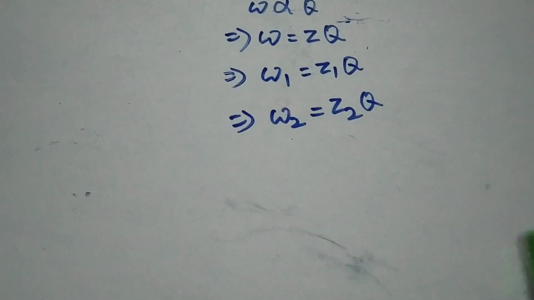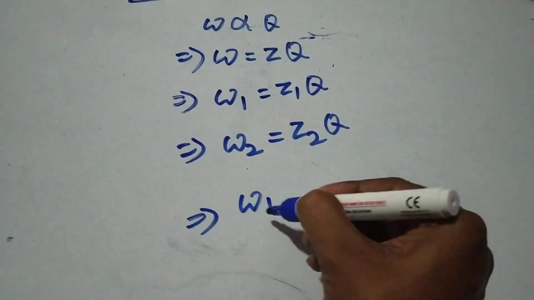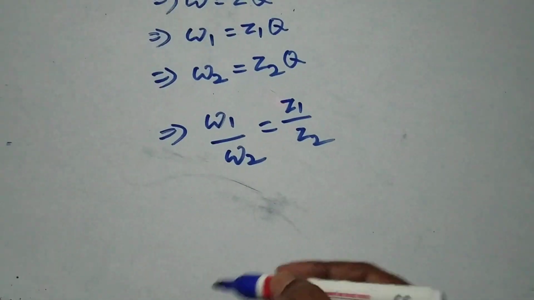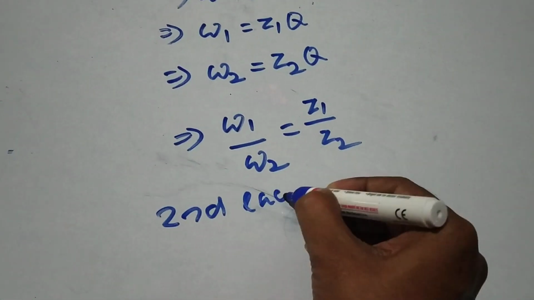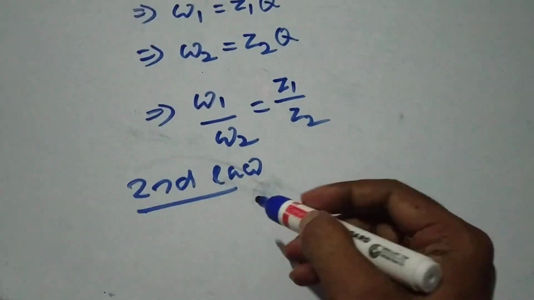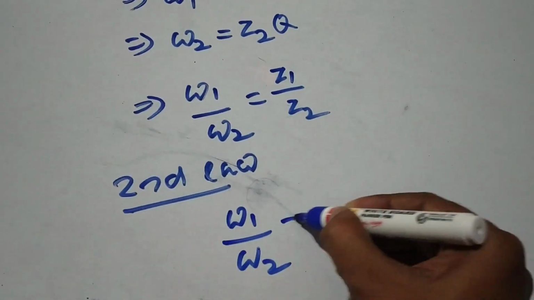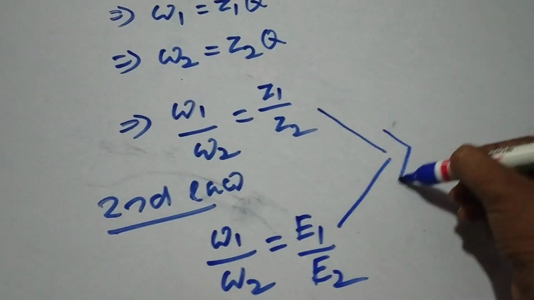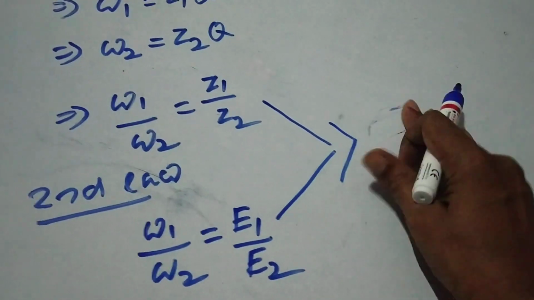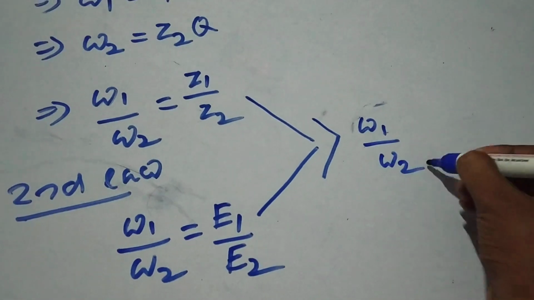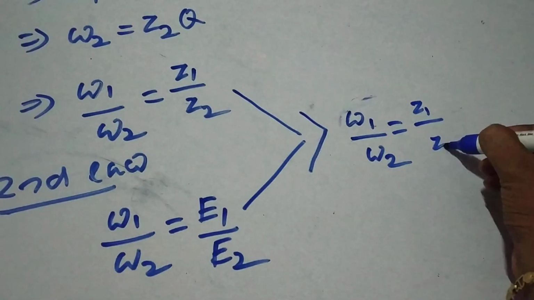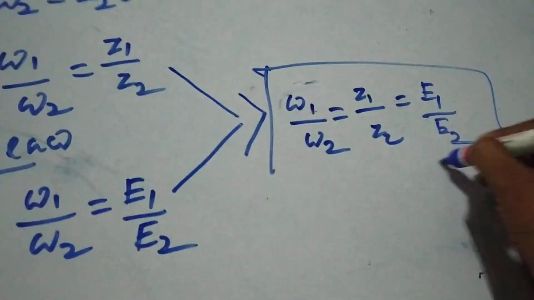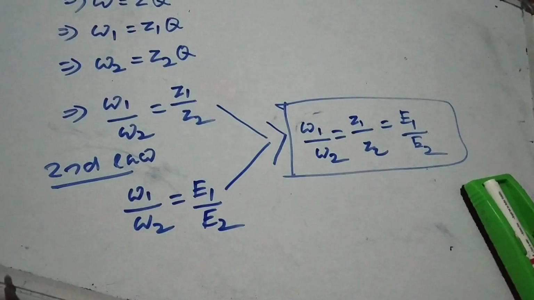So that is with respect to the first law. We can write W1 by W2 is equal to Z1 by Z2. Similarly, according to the second law of electrolysis, W1 by W2 is equal to E1 by E2. If I combine both these, I can write W1 by W2 is equal to Z1 by Z2 is equal to E1 by E2. So this is the combination of the first law with the second law of electrolysis.